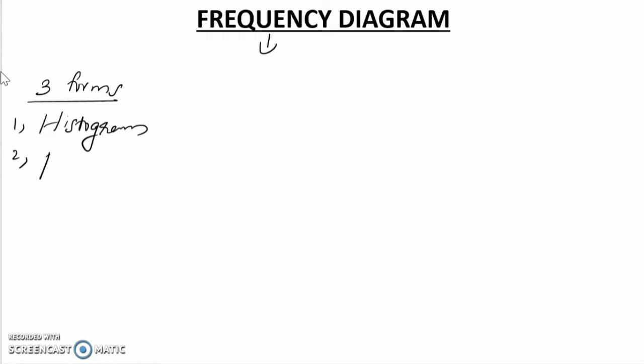So what is frequency diagram? What is frequency first of all? Frequency means how frequent a data item is there in this series, that is frequency. Now three important forms of frequency diagrams are there. The first one is histogram, a very important topic. The second one is polygon, that also is a very important topic. And the third one is also important, that is ogive. These are very simple topics, at the same time very important forms.